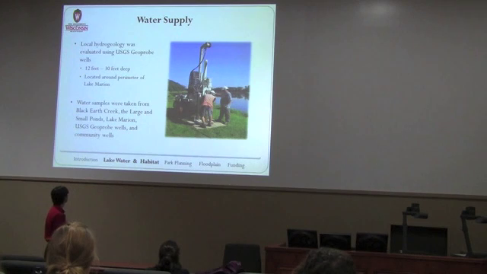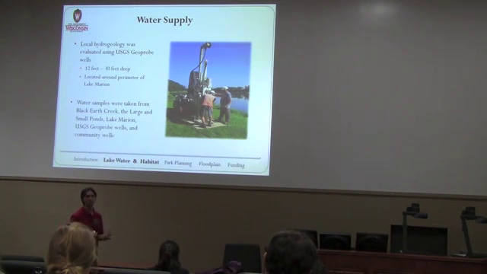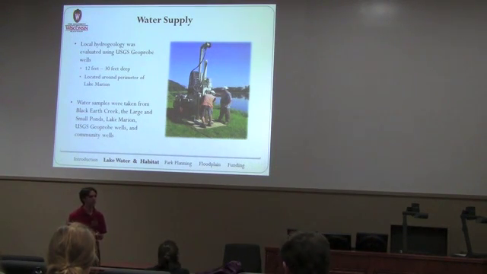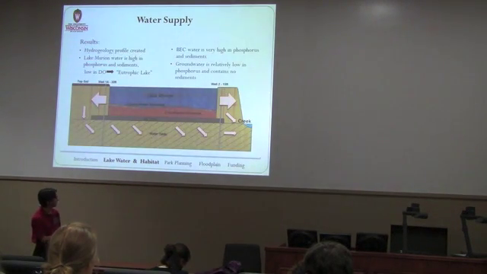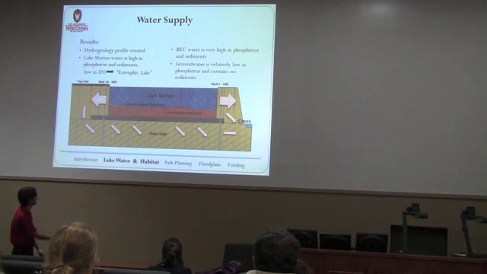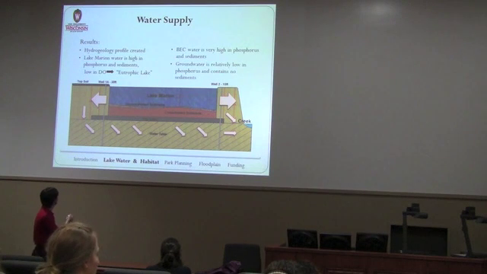In addition, we were able to take water samples from these wells, which is quite nice because along with water supply, we're trying to see which of these alternative sources of water would have the best water quality as well. So we took water quality samples from these wells, as well as Black Earth Creek, the ponds, and community members' wells. And then using that data, we were able to set up a hydrogeology profile, which is this thing. So this is a cross-section of Lake Marion, and there's a couple things to note about this hydrogeology profile.